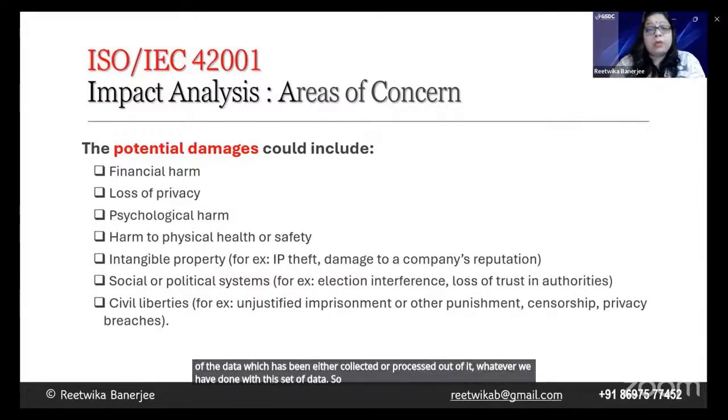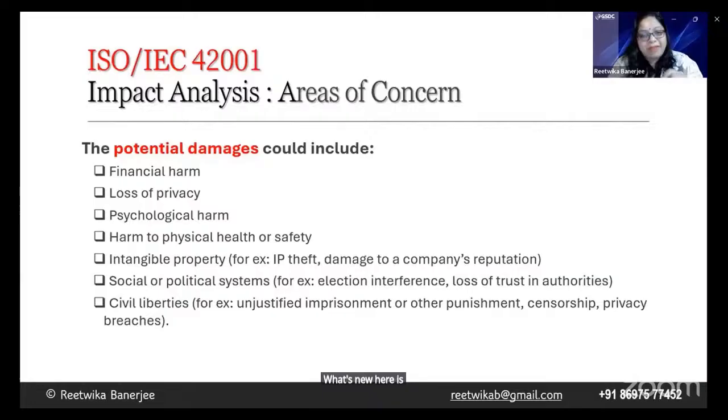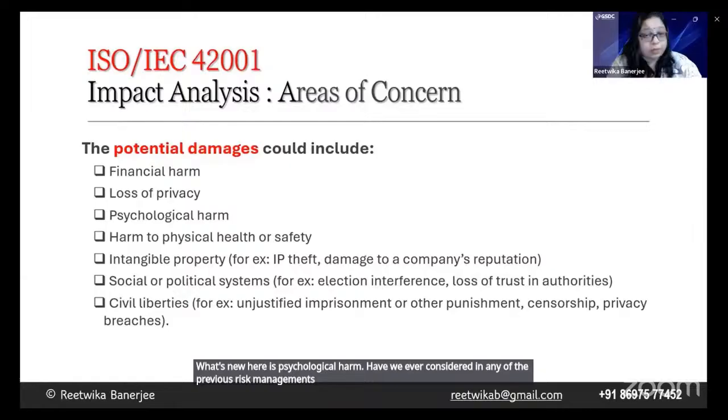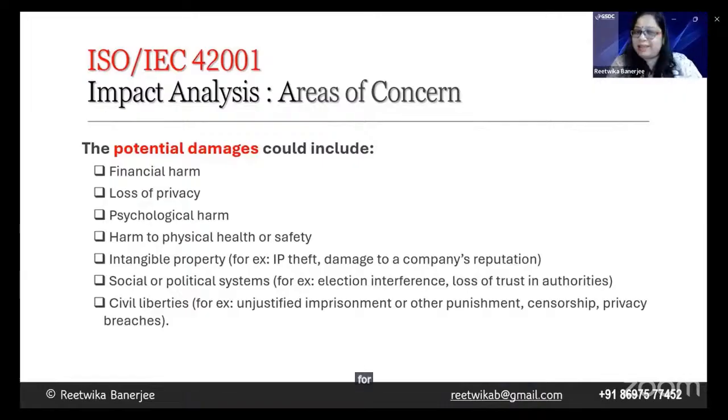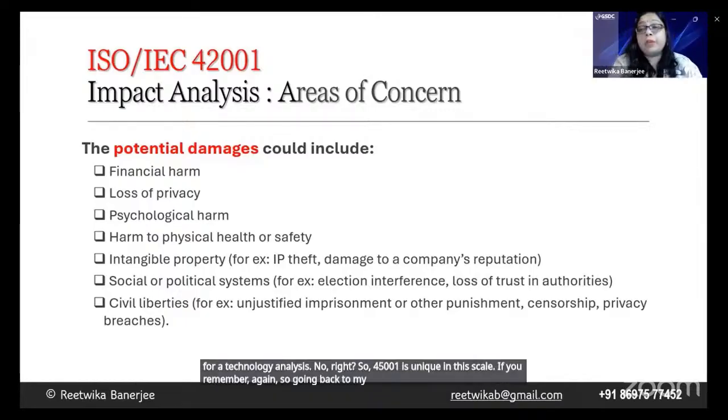So financial harm, yes, quite common. Loss of privacy, yes. What's new here is psychological harm. Have we ever considered, in any of the previous risk management exercises you have done through ISO 27001, or even privacy impact assessments, psychological harm as a potential damage or impact for a technology analysis? No, right? So 42001 is unique in this scale. Going back to one of my previous slides, it's not just technology. It also talks about societal harms. It talks beyond technology as well. So this is where we are focusing.